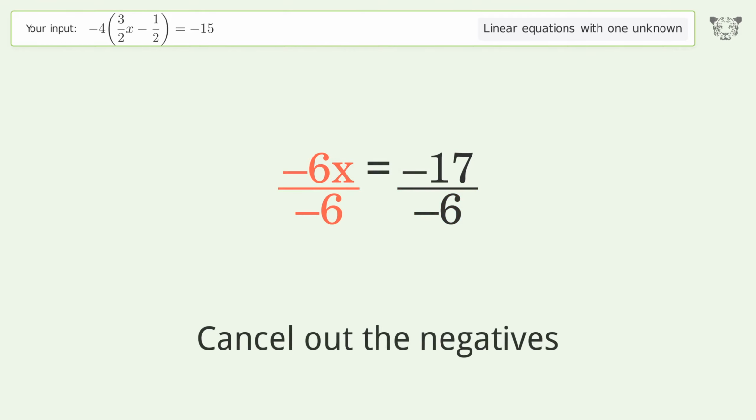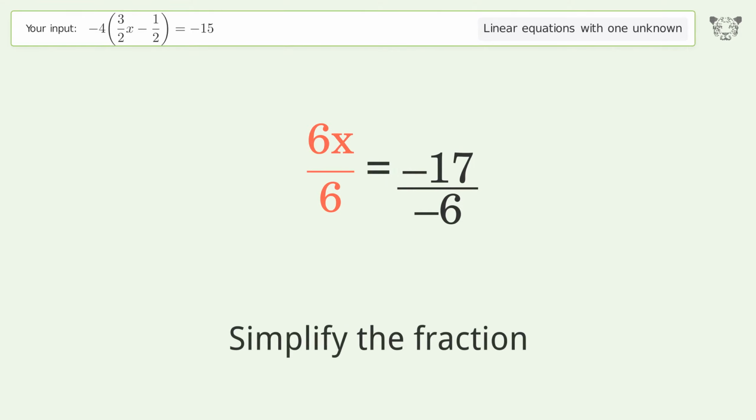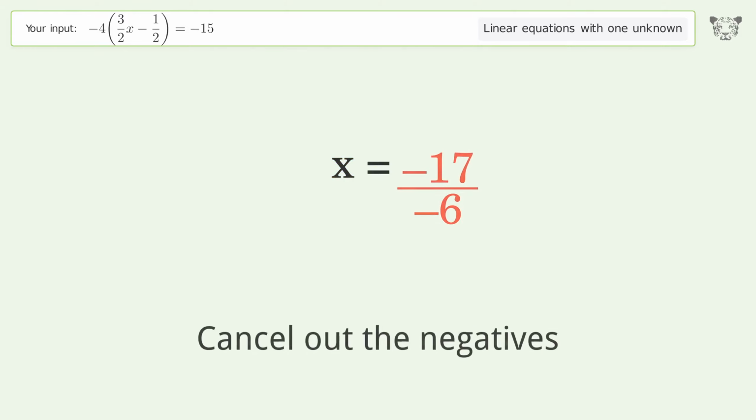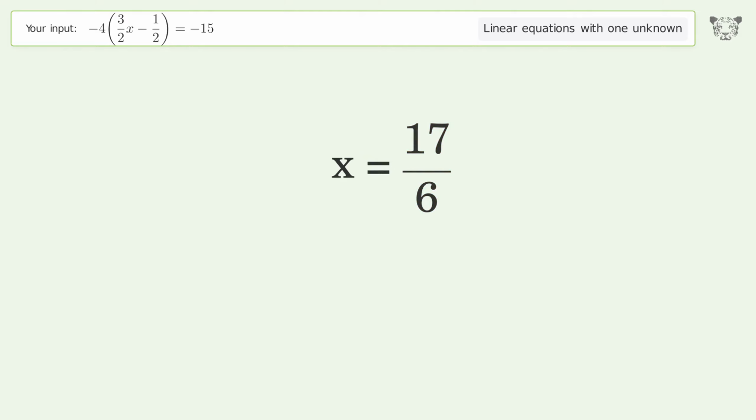Cancel out the negatives. Simplify the fraction. Cancel out the negatives. And so the final result is x equals 17/6.